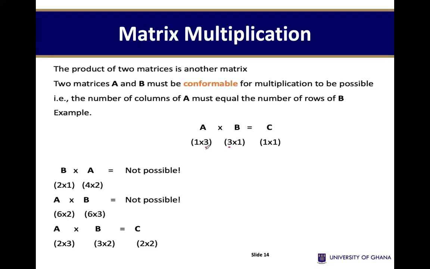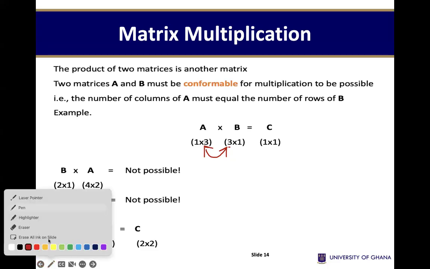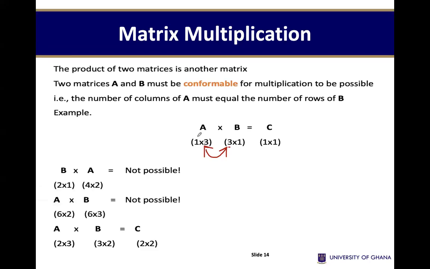So when we say the inner agrees, it means that we are picking the inner dimensions, these guys, and basically they are all expected to be the same. So 3, 3. And then at the end, we can now pick the outer values, which basically is 1, 1. So anytime you have a particular matrix and you want to multiply with another matrix, the first thing you need to do is to look at the dimensions and check whether the inner agrees.